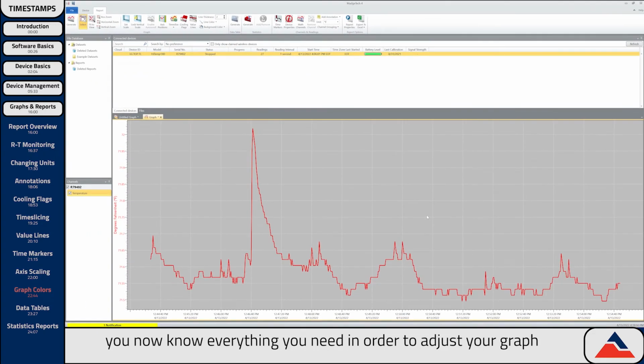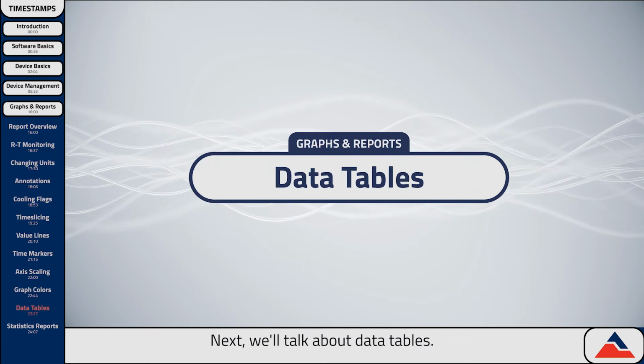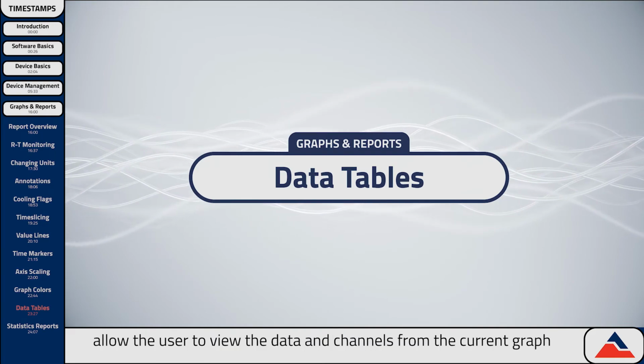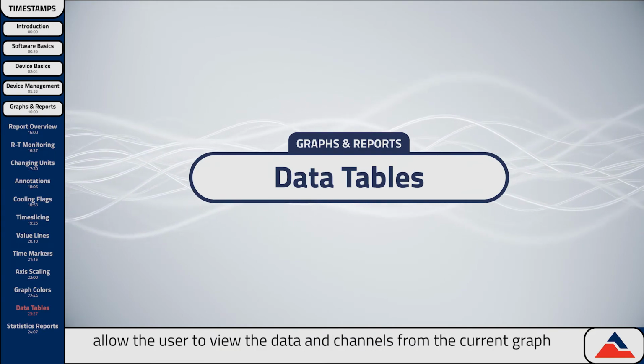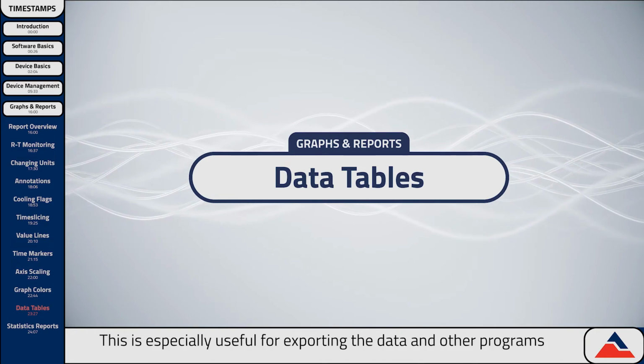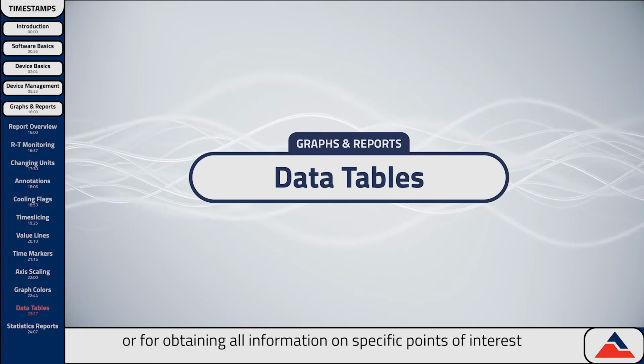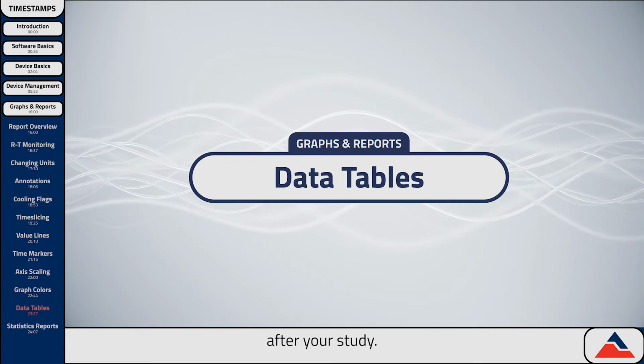And with that, you now know everything you need in order to adjust your graph to meet your needs and preferences. Next, we'll talk about data tables. Data tables allow the user to view the data and channels from the current graph as a consecutive list of data points. This is especially useful for exporting the data into other programs like Excel, or for obtaining all information on specific points of interest after your study.